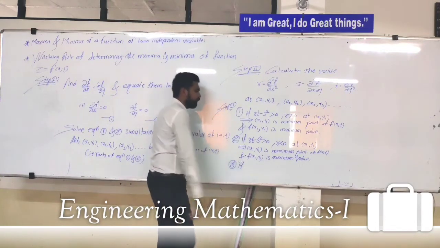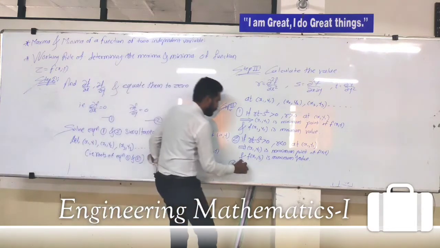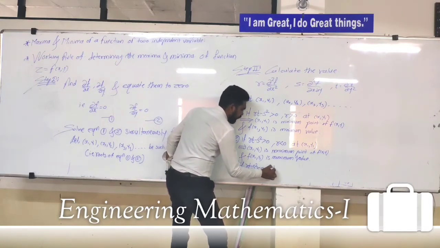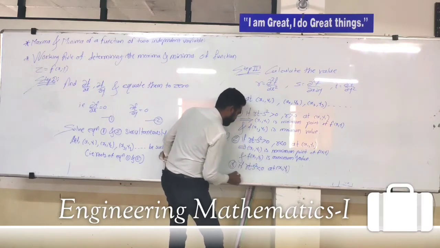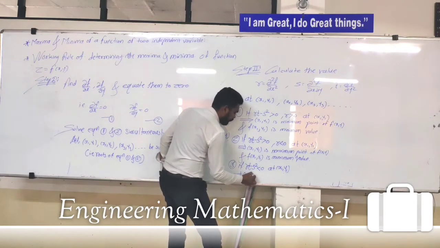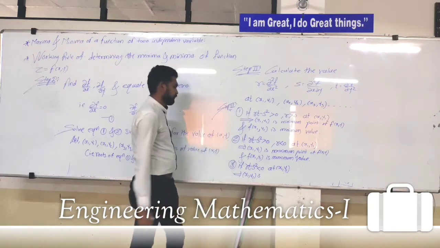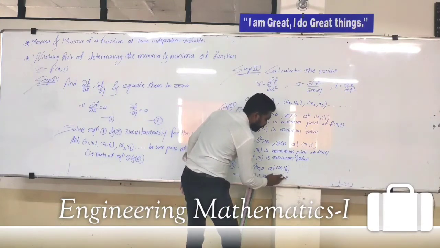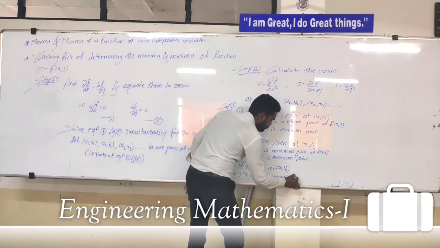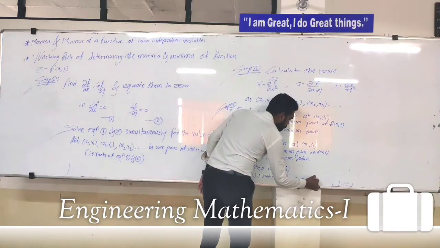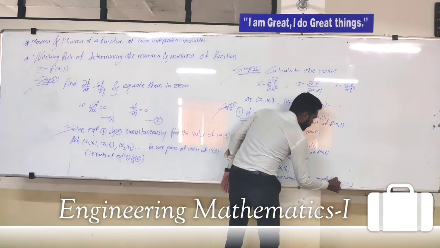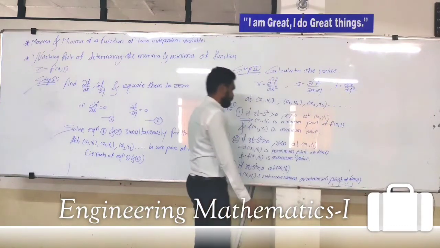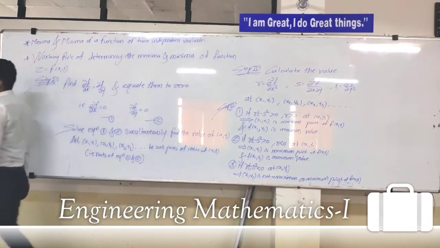Third one, if rt minus s square is less than 0 at x1, y1, this implies that x1, y1 is not a maximum or minimum point of f of x.